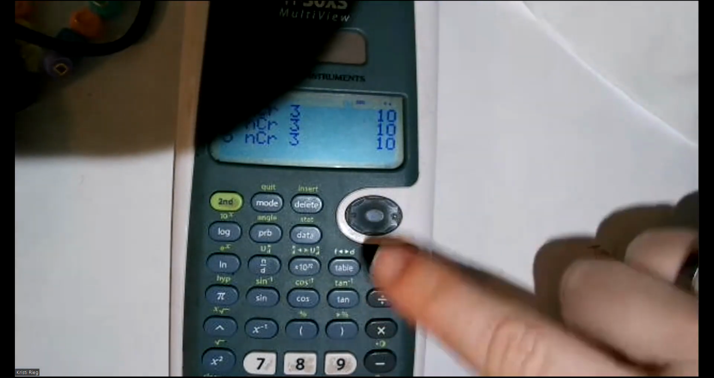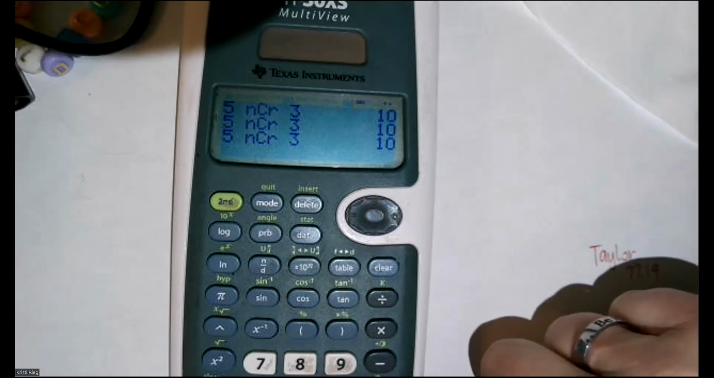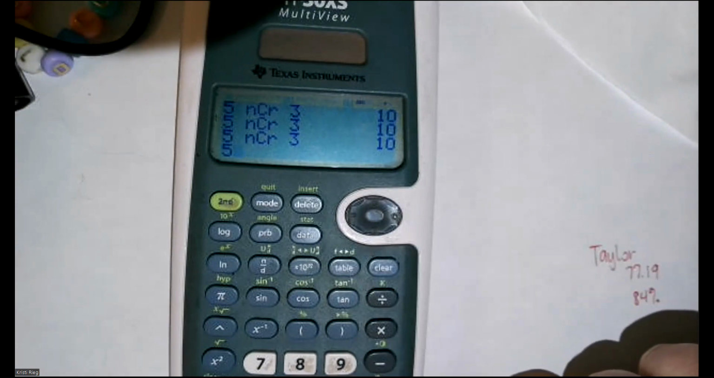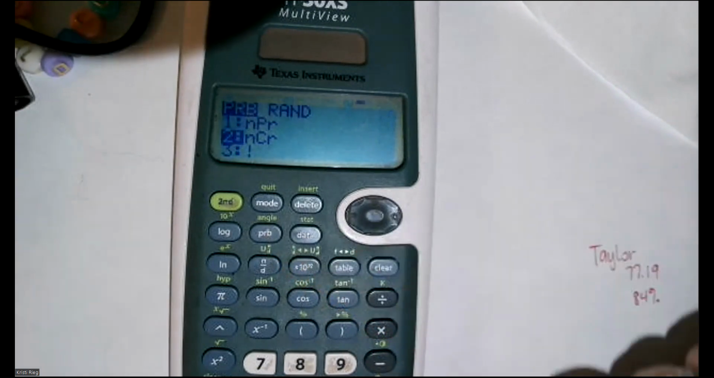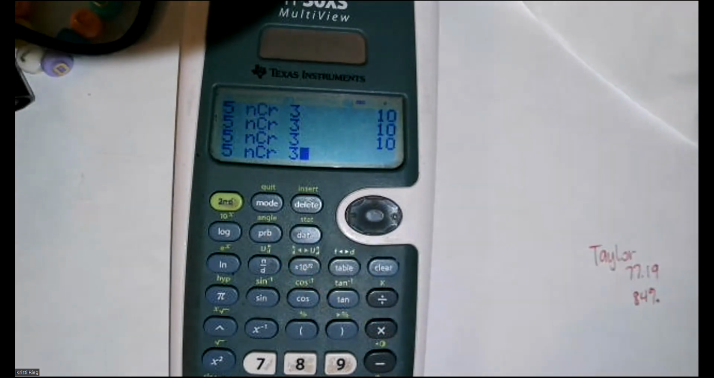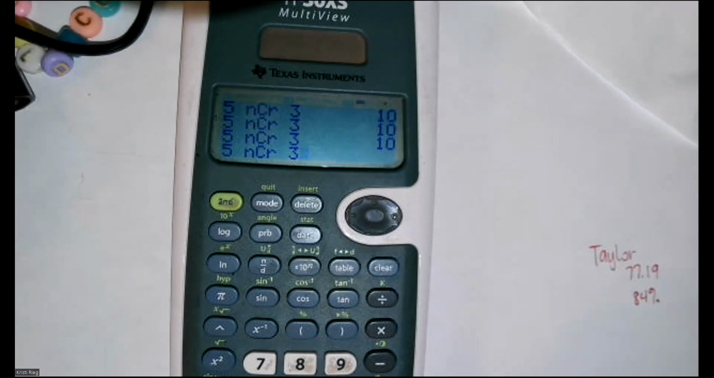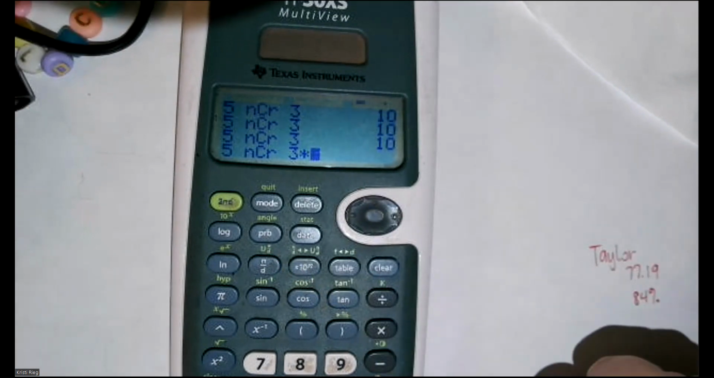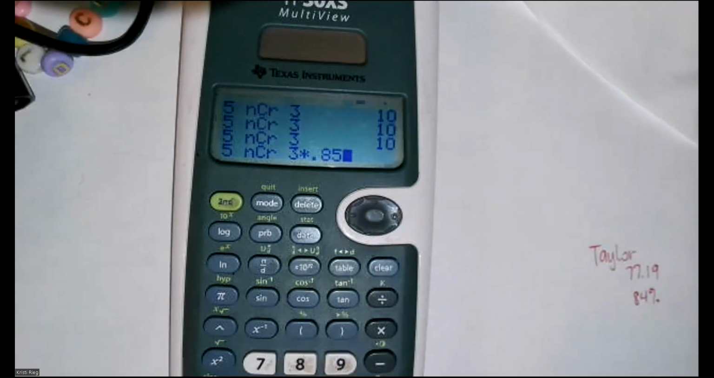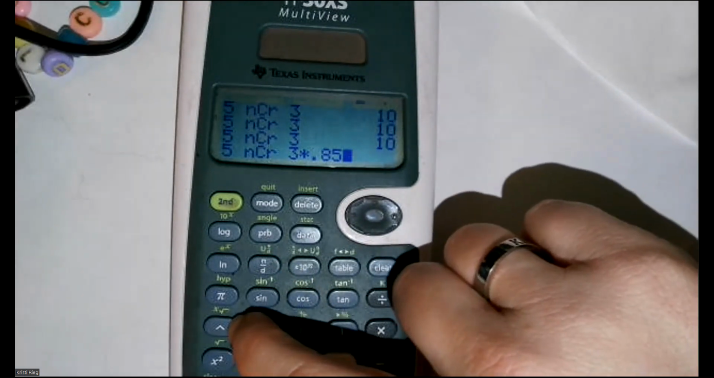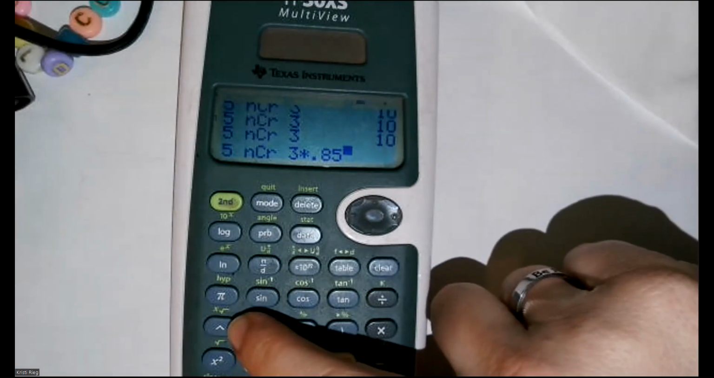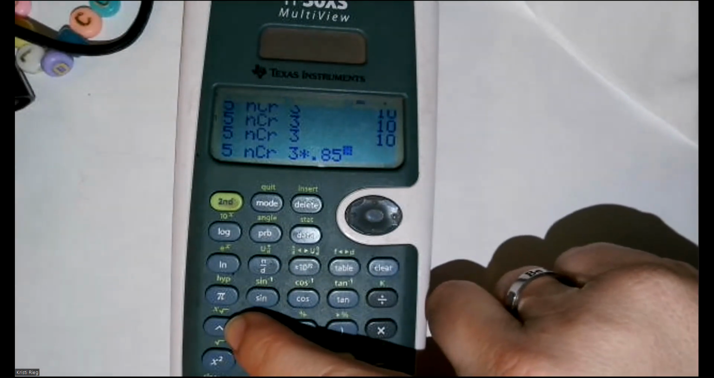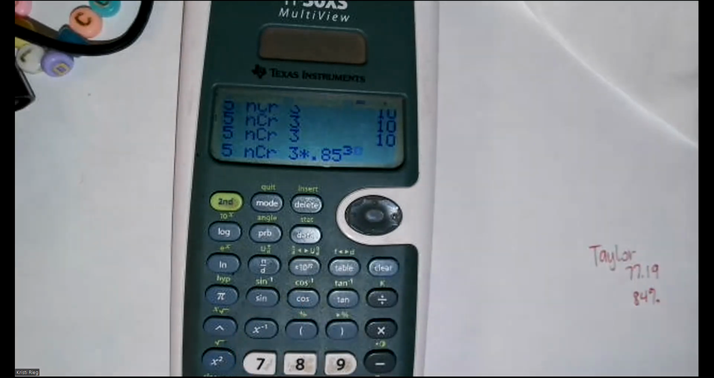Okay, so again, I'm just going to type this again so we remember how to do it. 5 first, and then the NCR button came from probability. Just go down to it. 5 NCR 3. Times P, which was 0.85, raised, with the little caret, to the 3rd power.